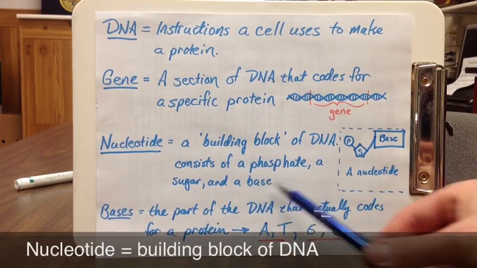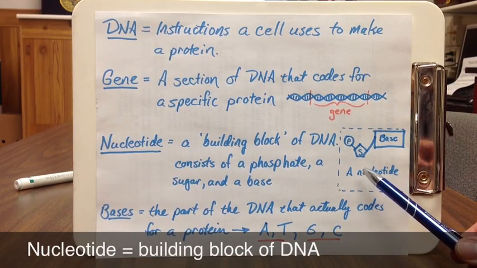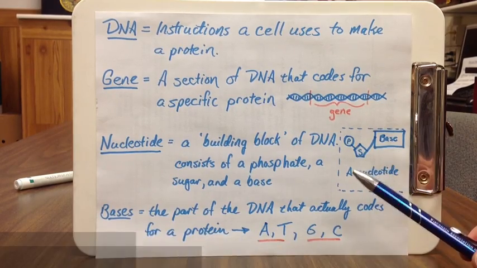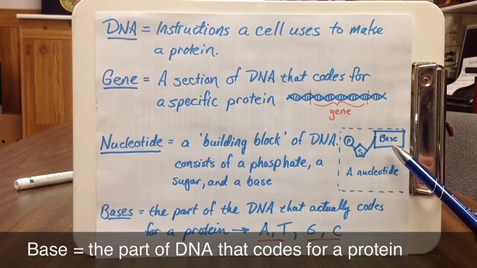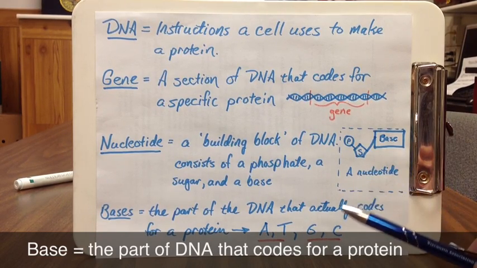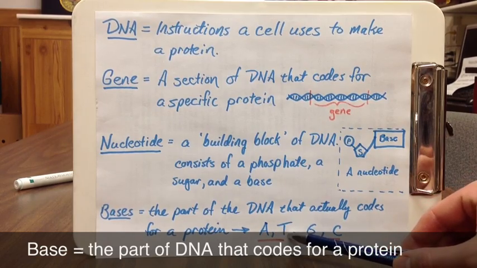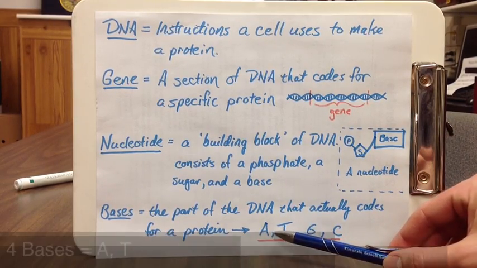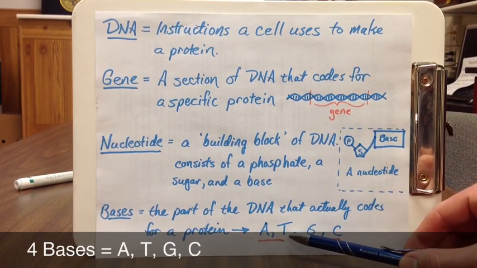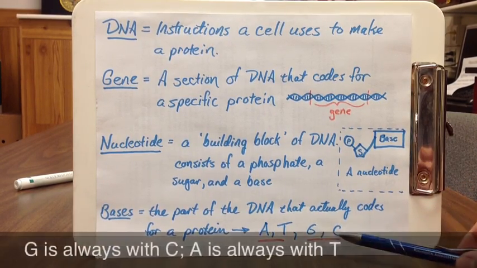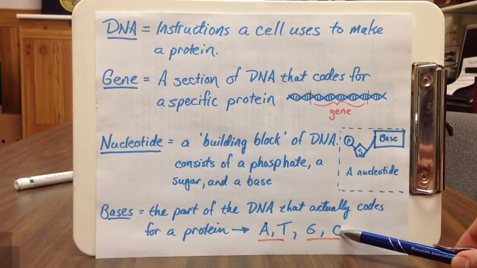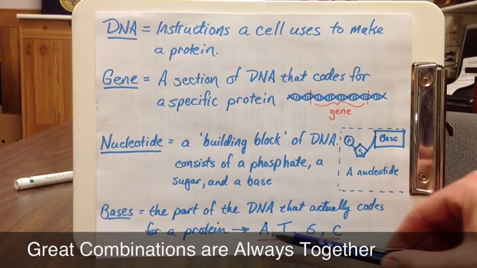A nucleotide is the building block of DNA. A nucleotide is made of a phosphate, a sugar, and a base. The bases are the parts of the DNA that actually code for the information to make a protein. There are 4 bases in DNA: A, T, G, and C: adenine, thymine, guanine, and cytosine. A and T are always found together, and G and C are always found together. A way to remember this is great combinations are always together.